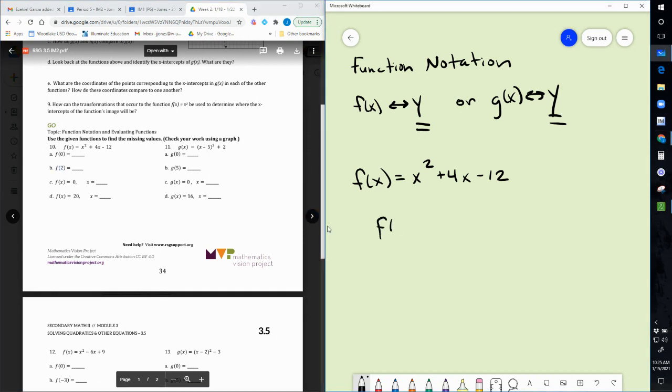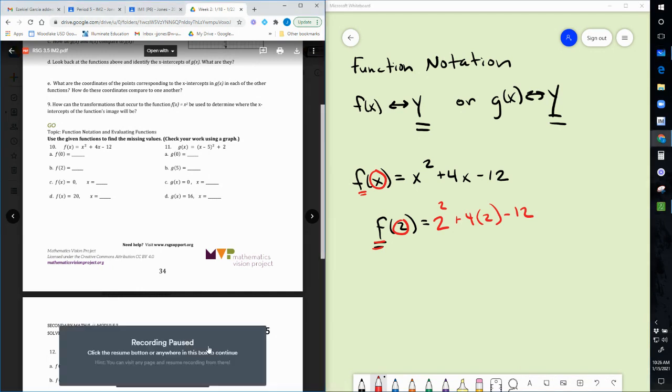Okay, f of 2 equals... in the f equation, which is this one right here, plug in a 2 everywhere you see an x. So you're just going to plug in a 2: 2 squared plus 4 times 2 minus 12.